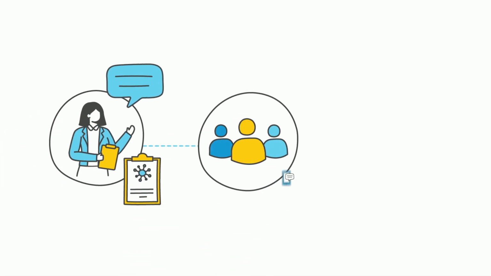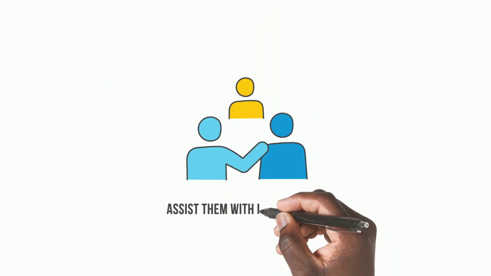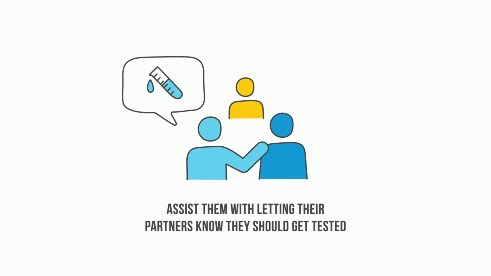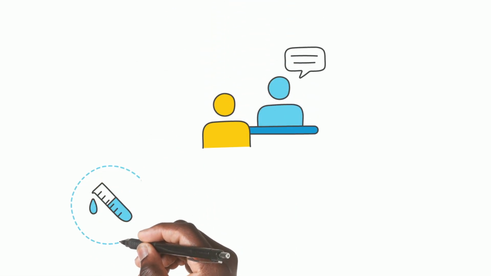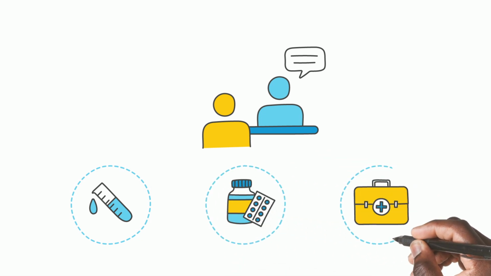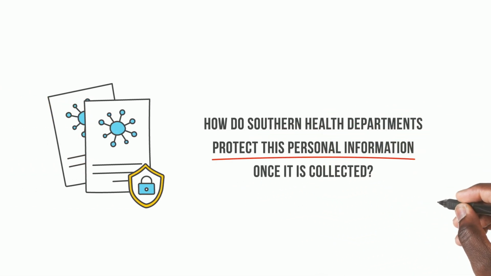Additionally, staff at health departments use this data to contact people with HIV to help connect them to care and assist them with letting their partners know they should get tested for HIV and other sexually transmitted infections. These staff may contact partners directly to offer help with testing, getting on HIV prevention medication called PrEP, or getting into needed medical care. So, how do Southern health departments protect this personal information once it's collected?